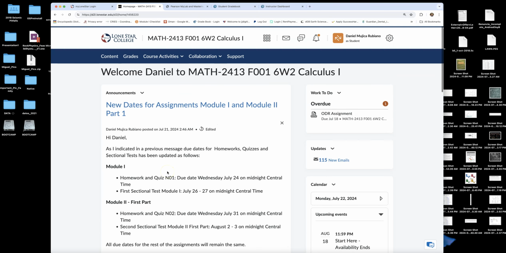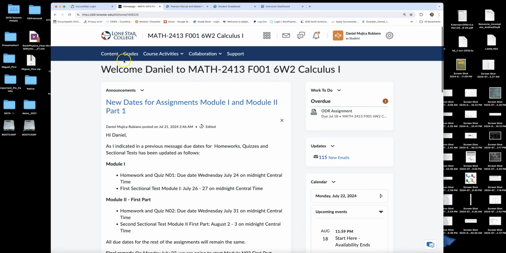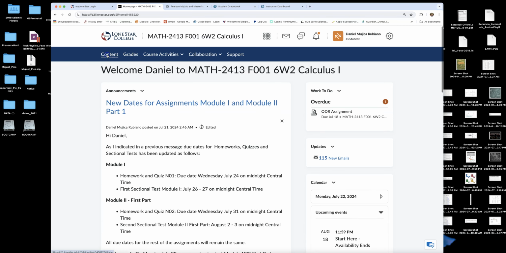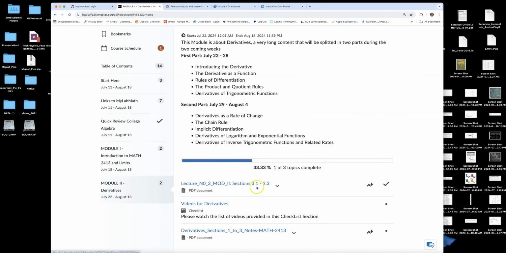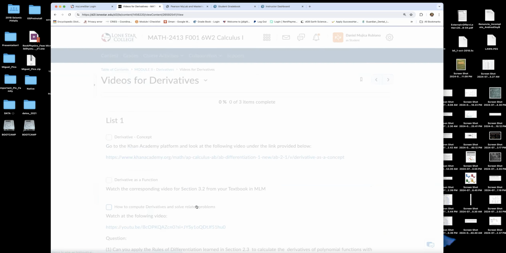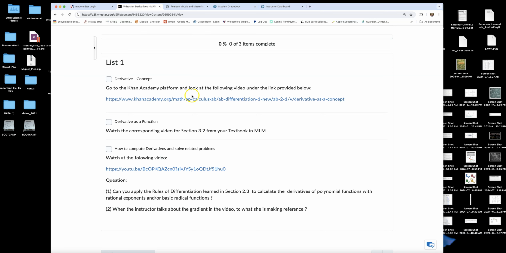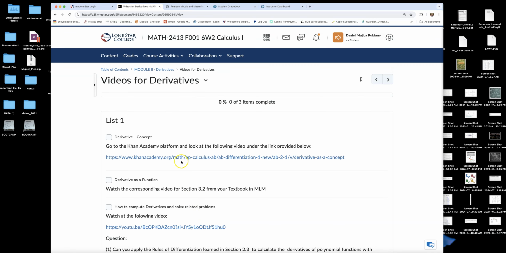Okay, well, later today or early tomorrow, expect to have videos about sections 3.1 to 3.3. However, I suggest that you check this list, where I'm giving you some links. Go there and check those videos, because that is going to complement your concepts about derivatives. Okay, so please do that.